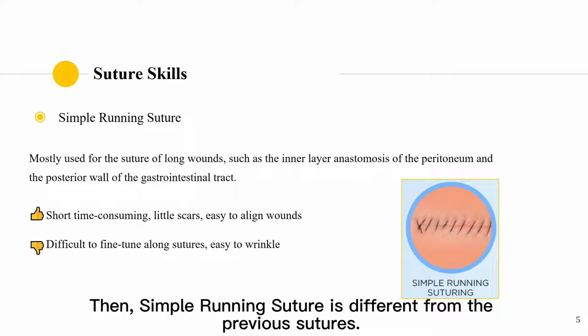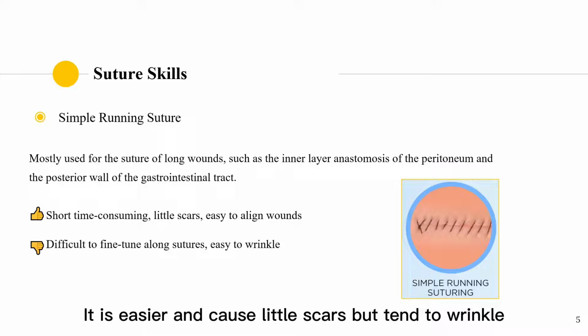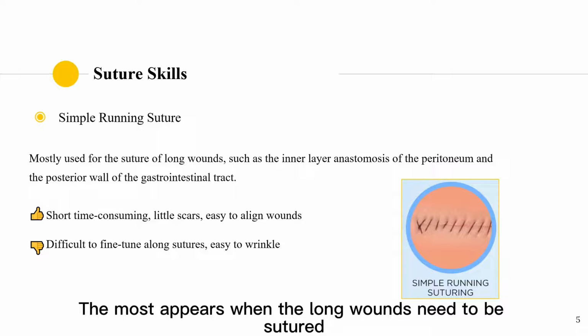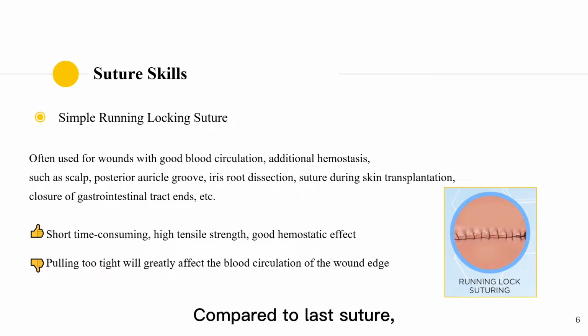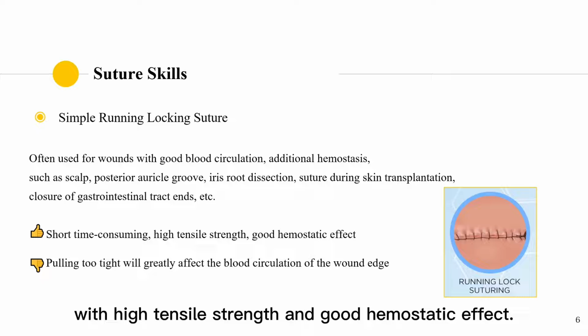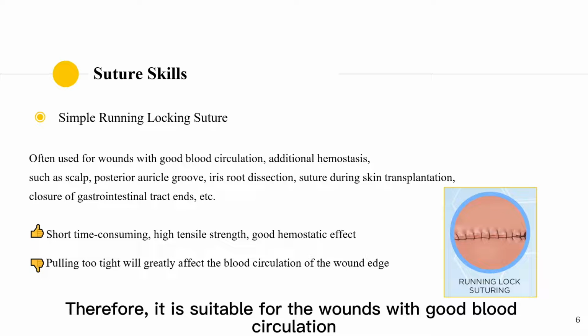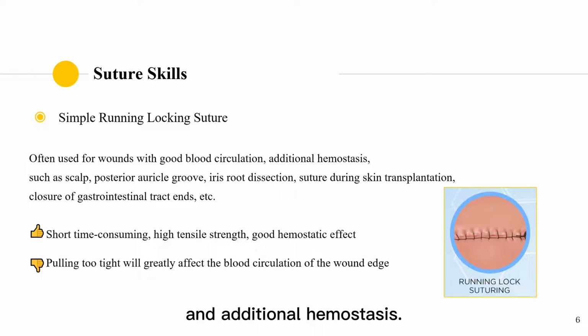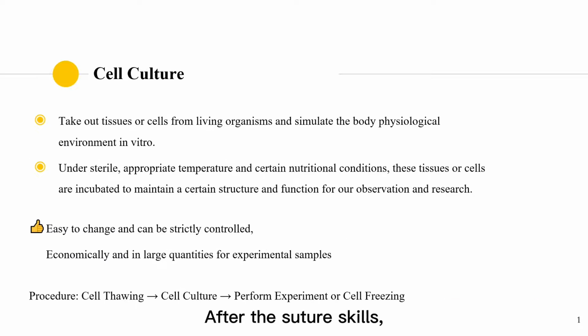Then, simple running suture is different from the previous sutures. It is easier and causes little scarring but tends to wrinkle. It is most used when a long wound needs to be sutured. Compared to the last suture, simple running locking suture is equipped with high tensile strength and good hemostatic effects. Therefore, it is suitable for wounds with good blood circulation and additional hemostasis.